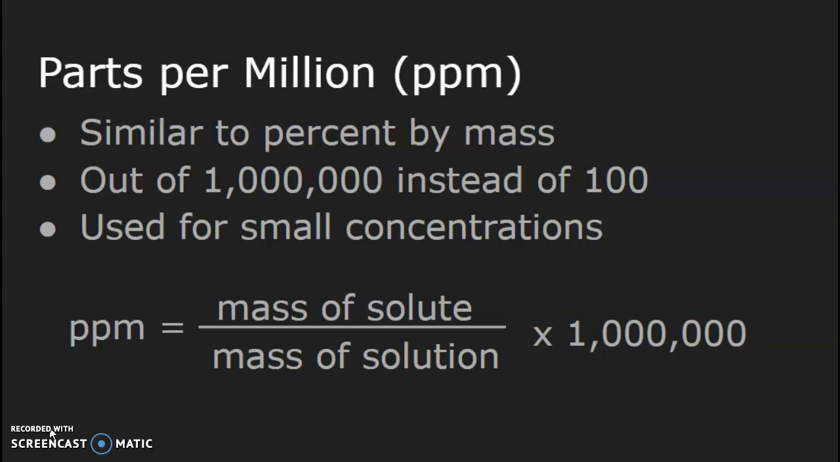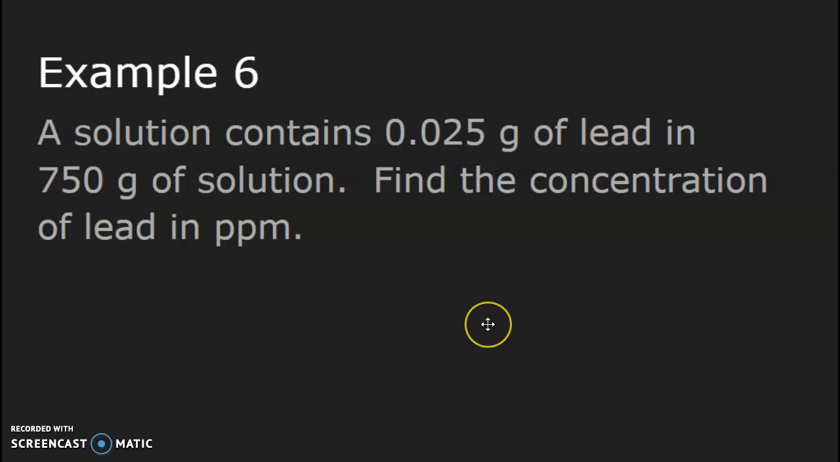It's only used for small concentrations of solutes. So if we have really, really tiny amounts and we don't want to have a very tiny number, much smaller than 1 for our percent, we'll use parts per million instead. We simply multiply by 1 million instead of multiplying by 100. But other than that, it works exactly the same way. For really, really small concentrations, we could use parts per billion, but that's not something that you're going to see in a Regents level class. Let's take a look at an example of this just so you know what it looks like.